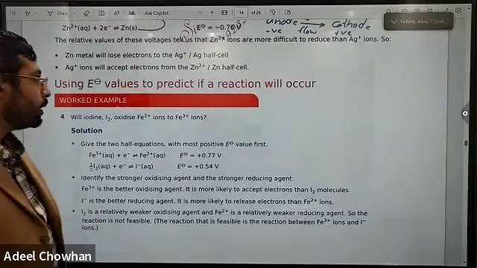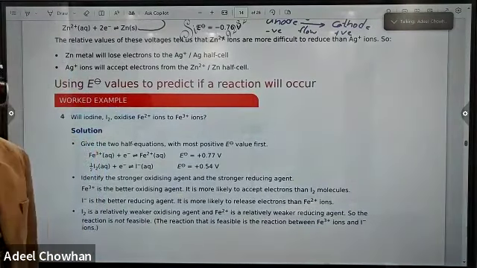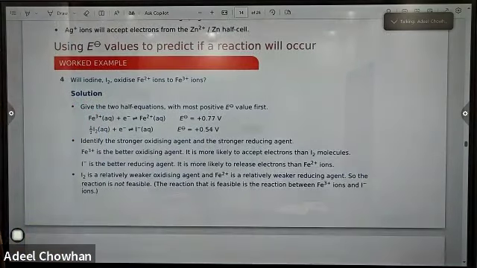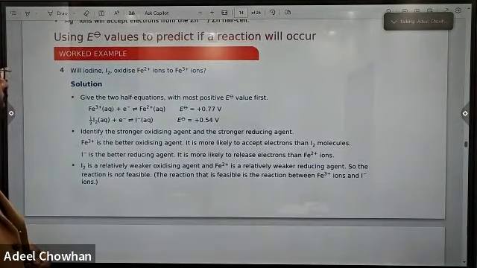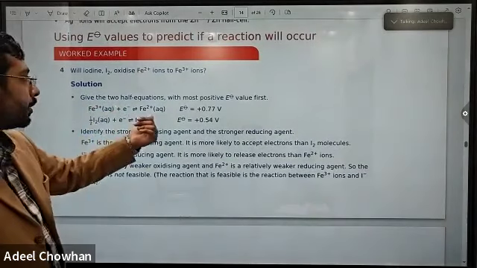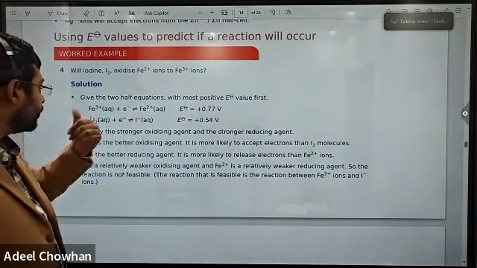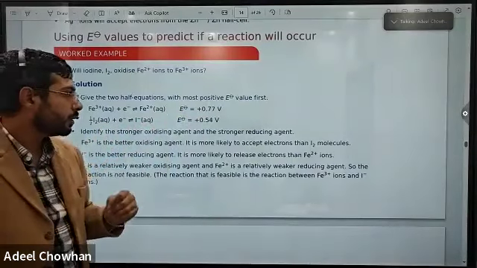Using E naught values to predict if a reaction will occur. This indicates the feasibility of the reaction. We have to check whether the reaction will occur or not. Will iodine, I2, oxidize iron 2 plus ions to iron 3 plus ions? We have to check this. Here we have the reduction potential value for iron 3 plus to 2 plus, and then iodine to iodide ion. We have these values.